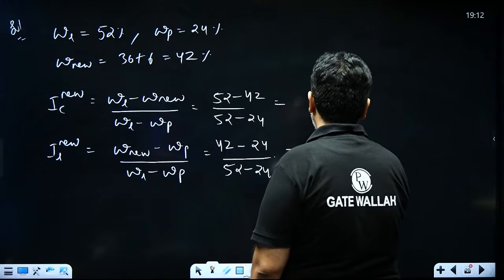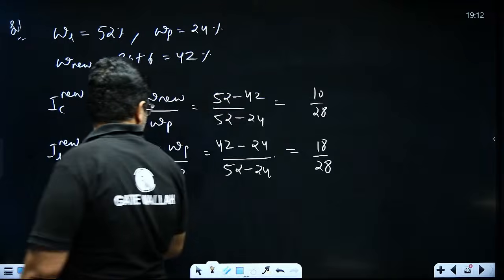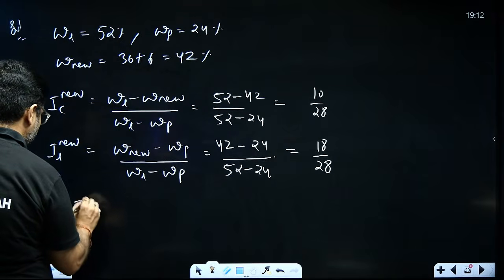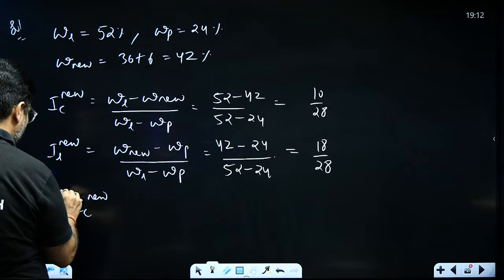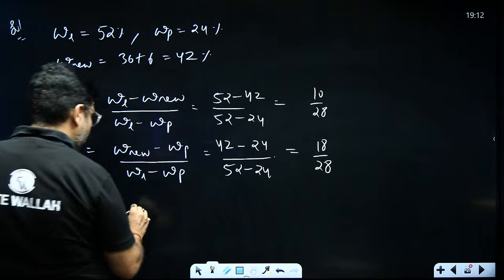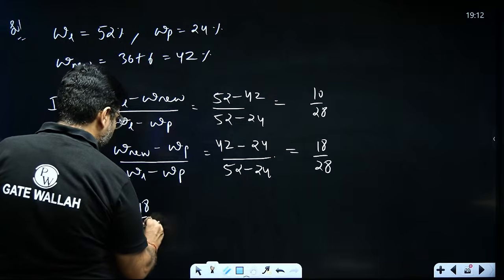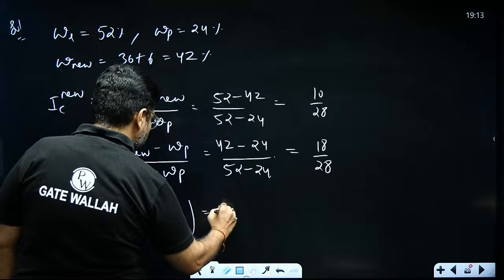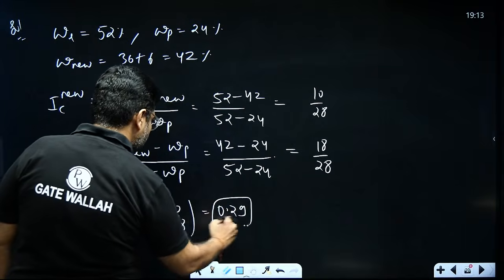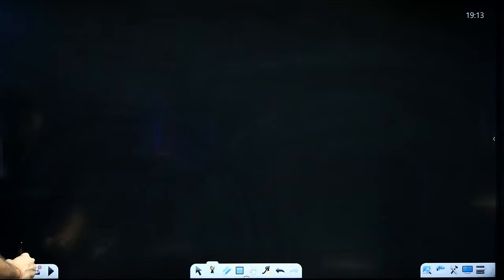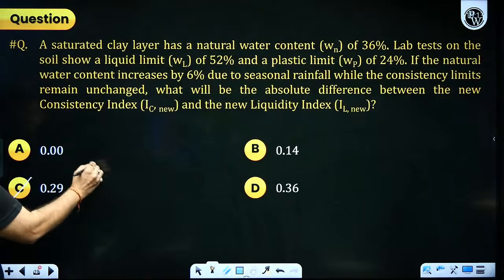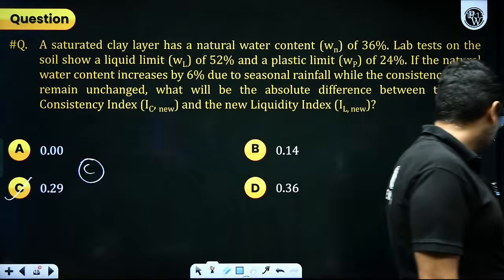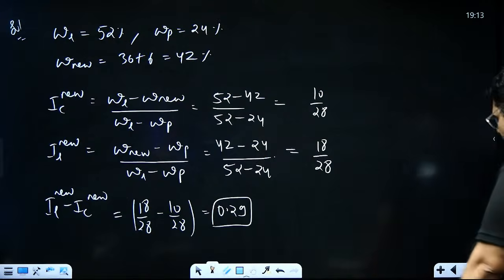Very good. Now the difference, IL minus IC new, 18 by 28 minus 10 by 28, is 0.29. So the correct answer is C, my dear friend. That is very correct. Very good, Mr. Akash. Very simple question, but interesting one.